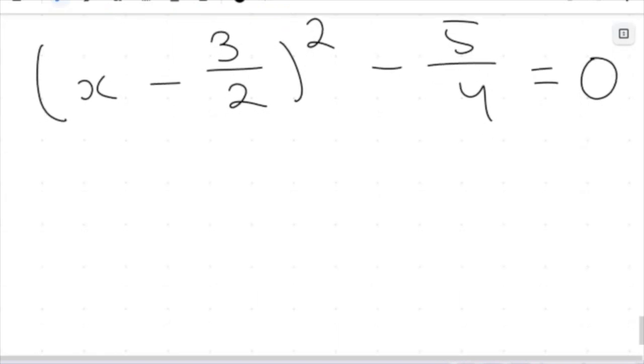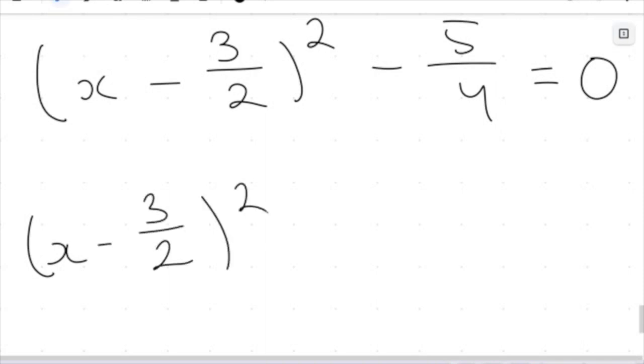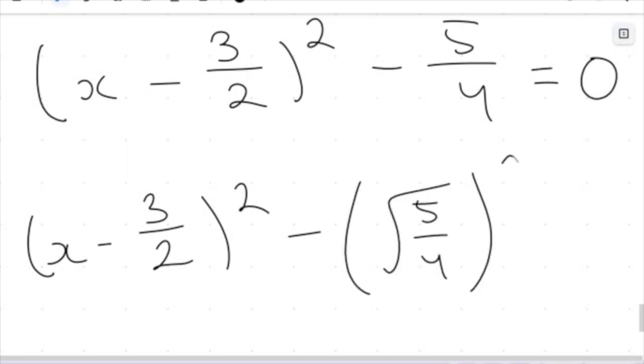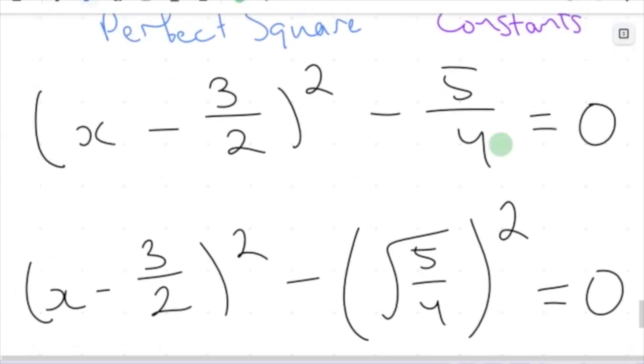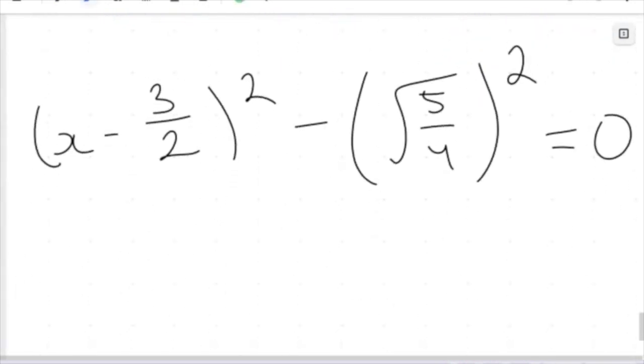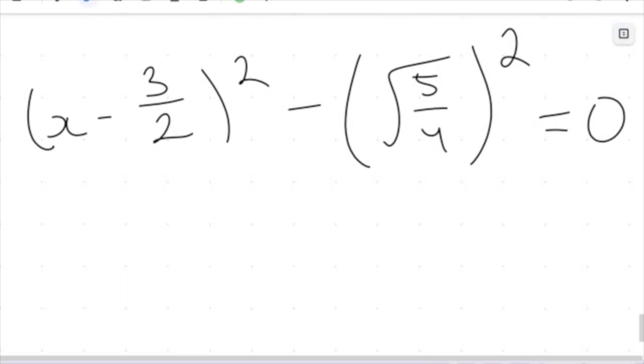Okay, so we have (x minus 3 over 2) all squared, and minus, I can write 5 over 4 as (root 5 over 4) all squared equals 0. Once again, because the squaring and the square rooting are going to cancel out, leaving me just 5 on 4 here. Okay, so remember now we have a difference of 2 squares.